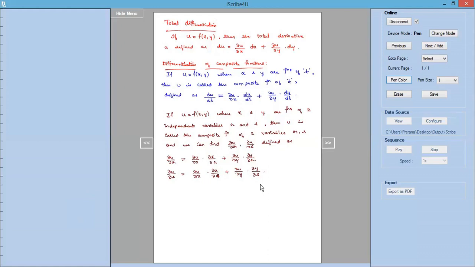So this is how we define the differentiation of a composite function with respect to single variable t as well as with respect to two variables r and s. The same thing can be defined with respect to another variable if required.